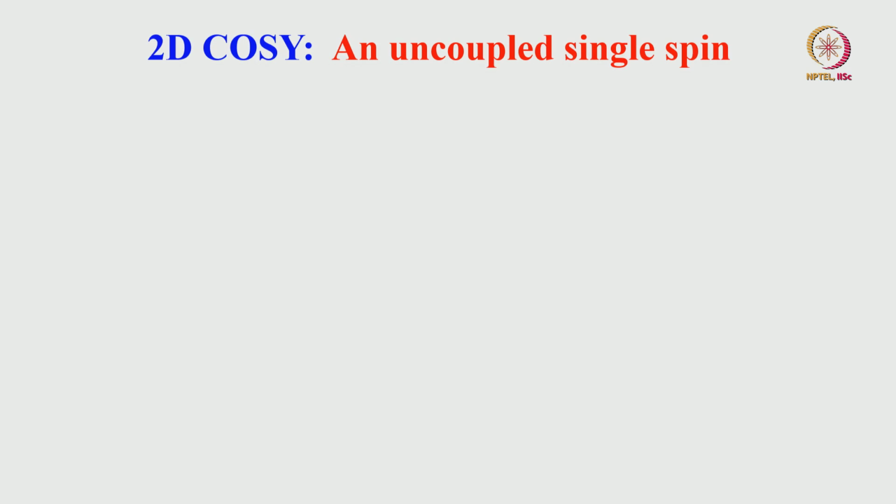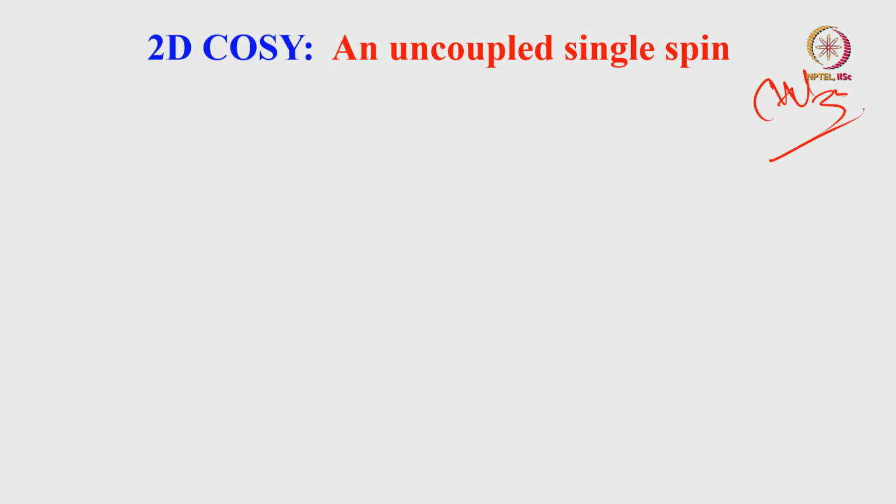Let us see how the COSY pulse sequence works. This is something about conceptual understanding that is needed. We will start with a 2D-COSY for an uncoupled single spin, a one proton which is not coupled to anything else. A simple example is the CHCl3 molecule.